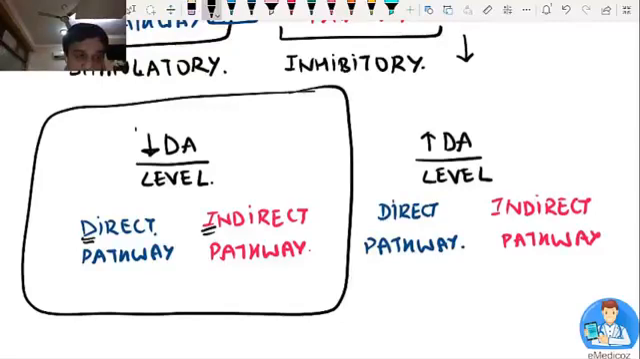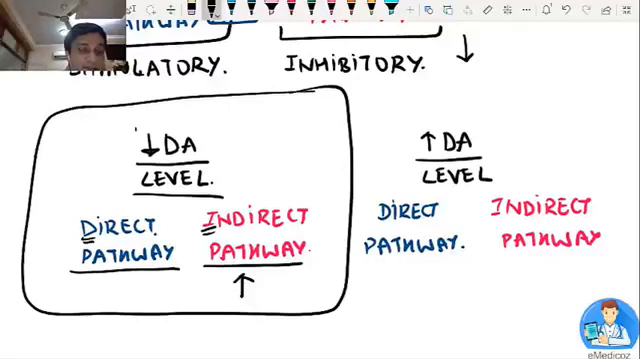I or D? If the dopamine level is low, arrow down. Yes, the indirect pathway will work more because it is not getting inhibited by the D2 receptor. Got my point? And the direct pathway will work less because it is not getting stimulated by the D1 receptor. Correct.